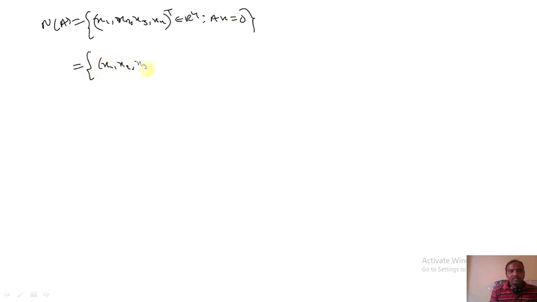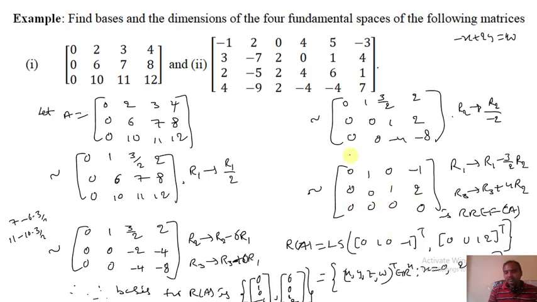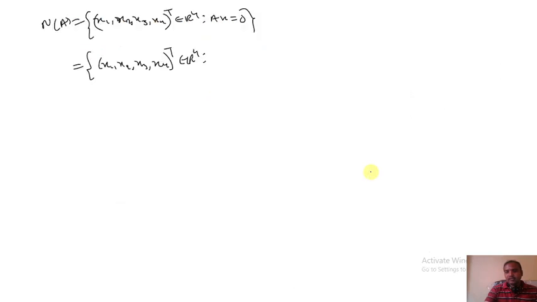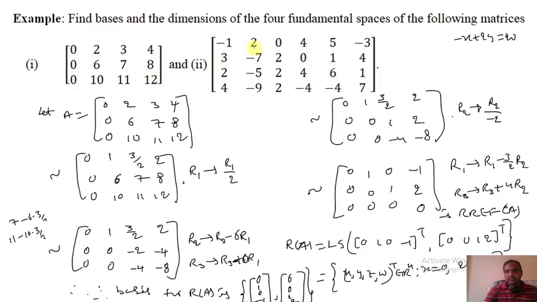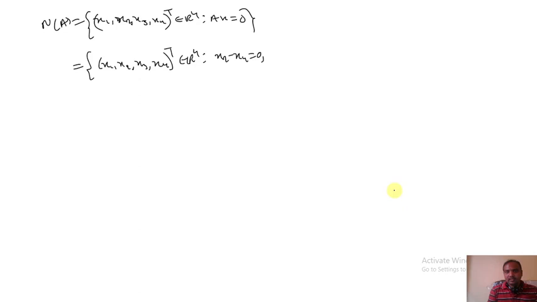Next, what is the null space? Null space of A equals, better to write x1, x2, x3, x4 transpose belongs to R4 such that Ax equal to 0. Now write that solution. We already know it is the same as the echelon form. That means x2 - x4 = 0, and x3 + 2x4 = 0.